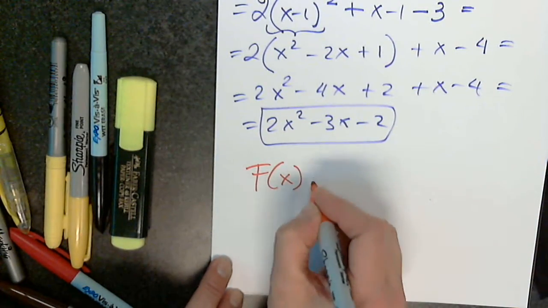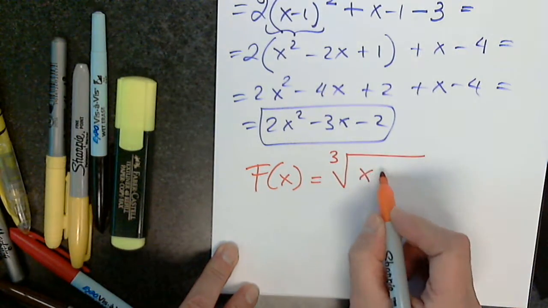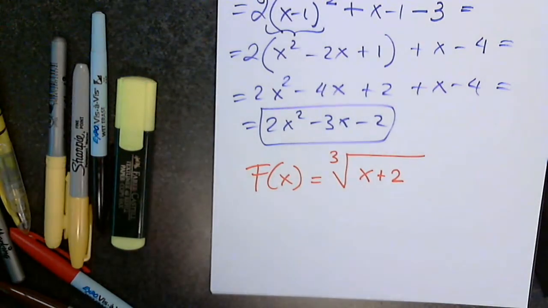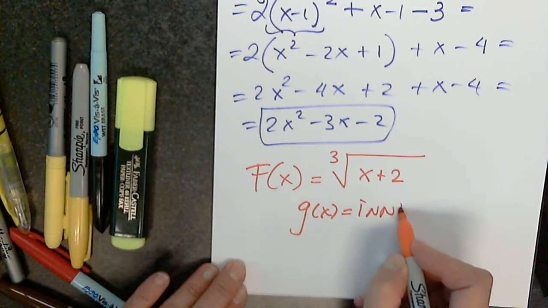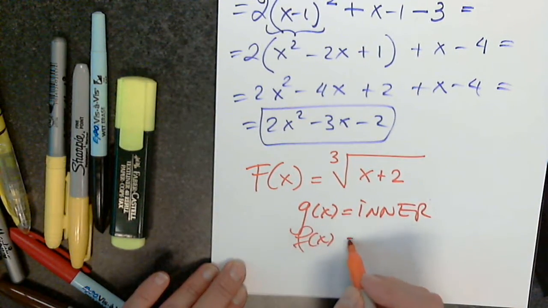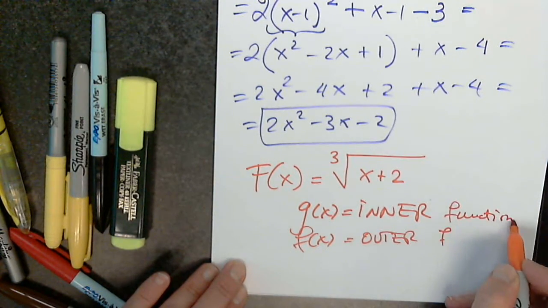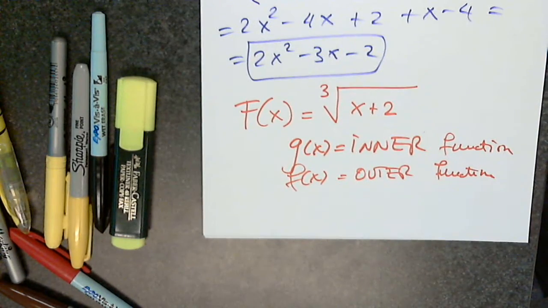Now, there is another question that I would like to ask. Let's say we have an uppercase f of x, which is the cube root of x plus 2. Now, if I ask you to decompose this function into an inner function that we will call g, so I'm going to say g of x is the inner, and f of x is the outer function.